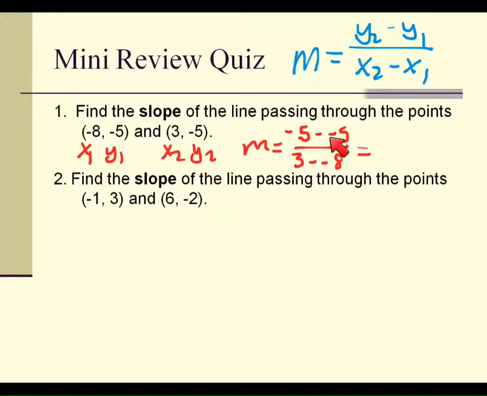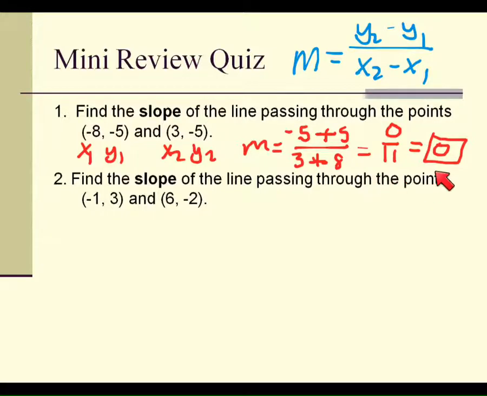Remember when you're simplifying this, what's that double negative become? Yeah, when you have a minus and a negative, that's like a plus. So -5 plus 5 is 0. Same thing down here becomes a plus. 3 plus 8 is 11. And 0 divided by anything is 0. So the slope of that top one is 0.